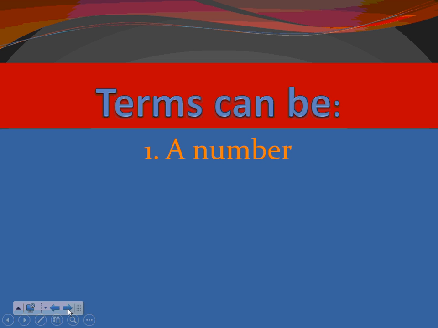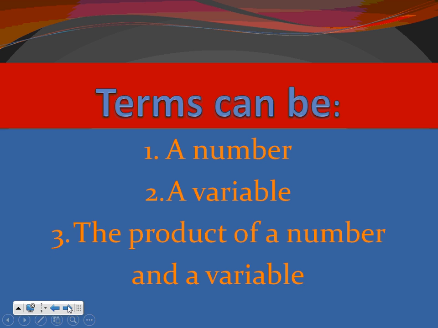Those are terms. Okay? They can be plain old numbers. Okay? Or it can be a variable. Okay? Give me just a variable by itself. Ready, set, go. Y, B, C, S. Very good. Plain old variables. Okay? Or it can be the product of a number and a variable. Okay? It can be the product of a number and variable. What do I mean by product?